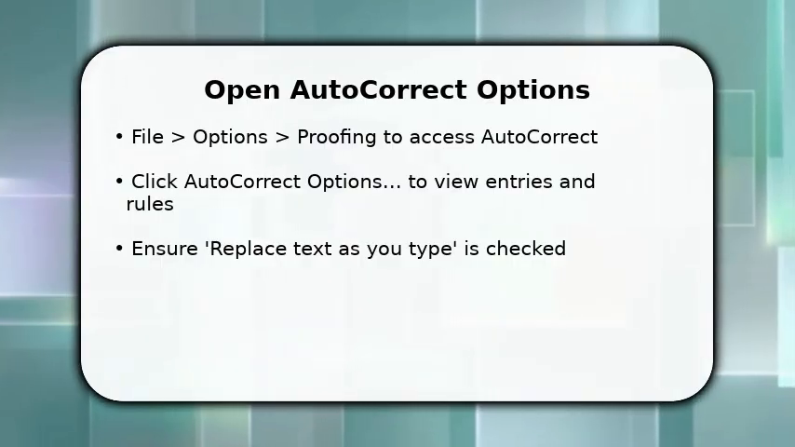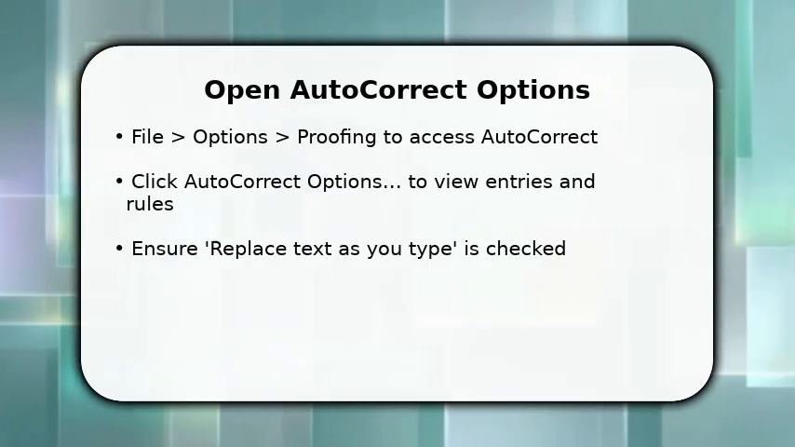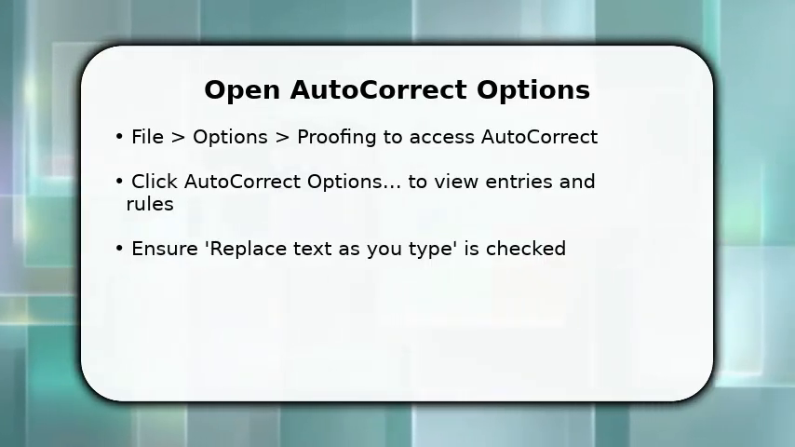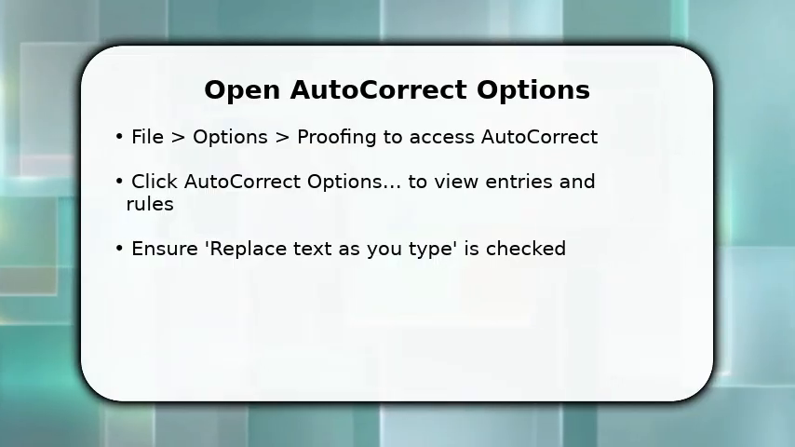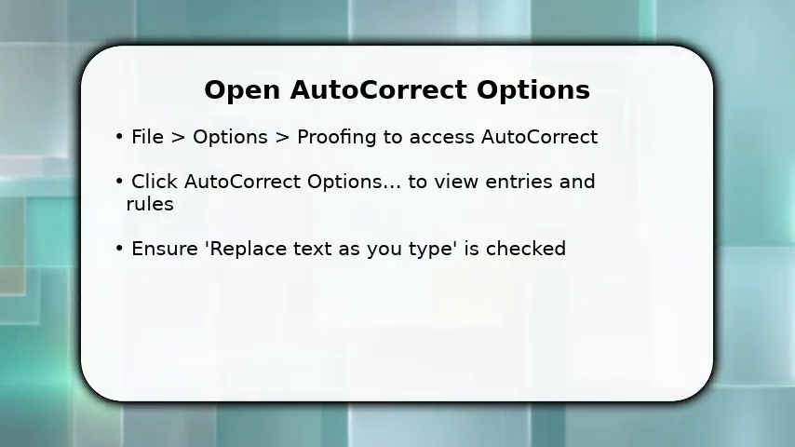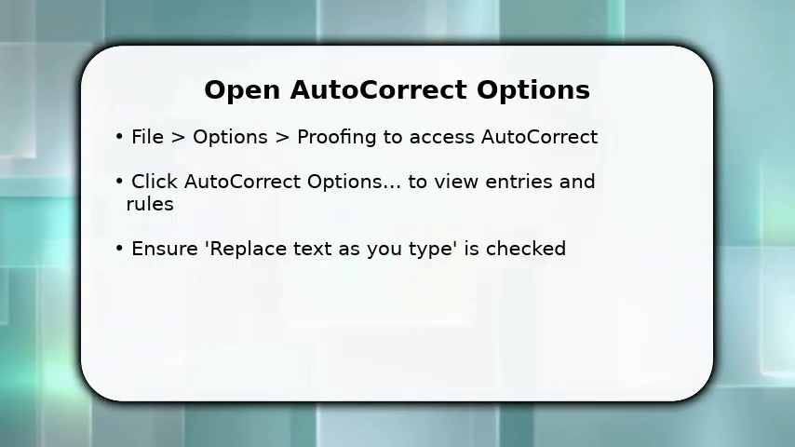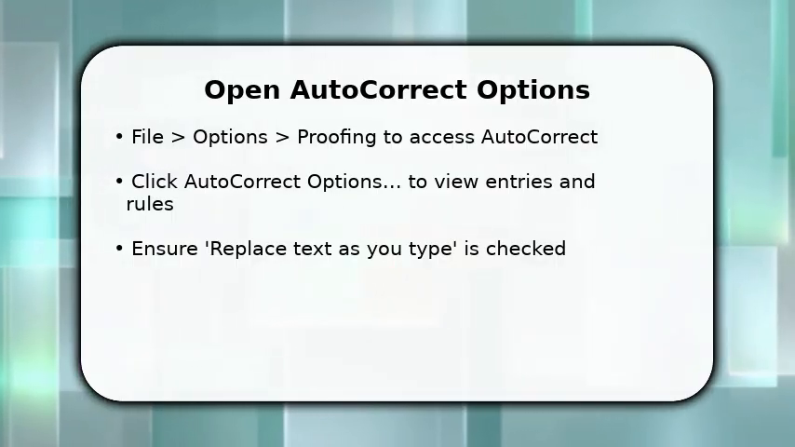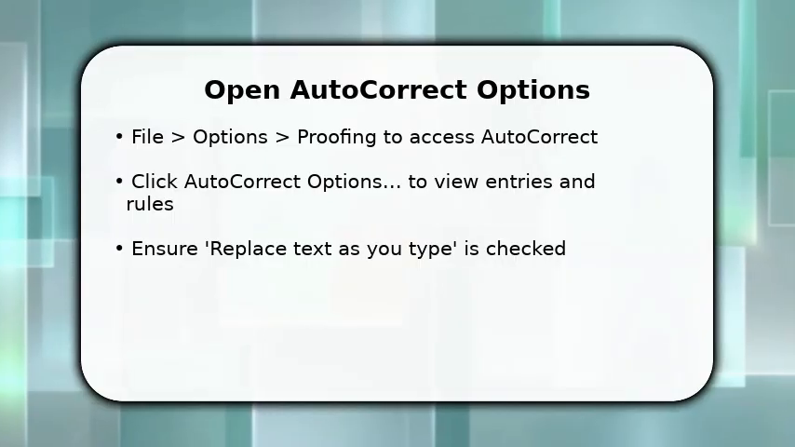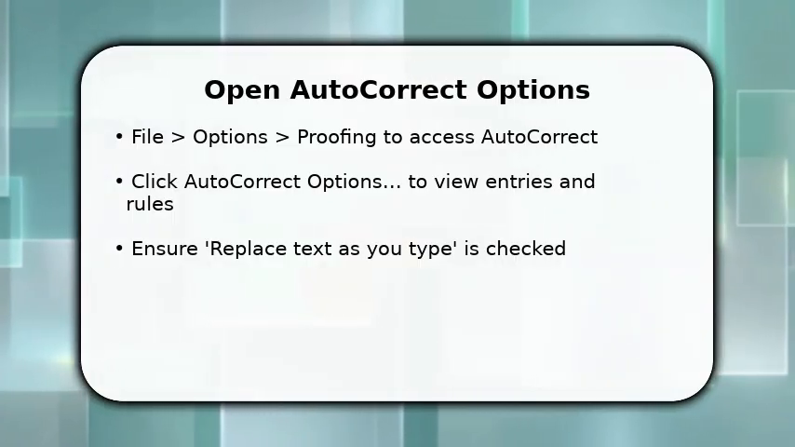You start inside Word. Go to File, then Options, and open Proofing so you can change autocorrect now. Once there, click Autocorrect Options to expose the Replace table and rules. This is where automatic replacements live. You must ensure Replace Text as you type is enabled so entries apply as you type.